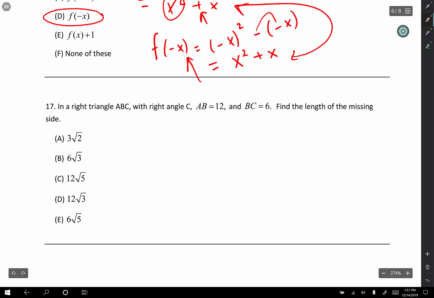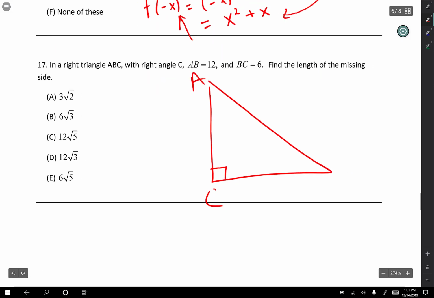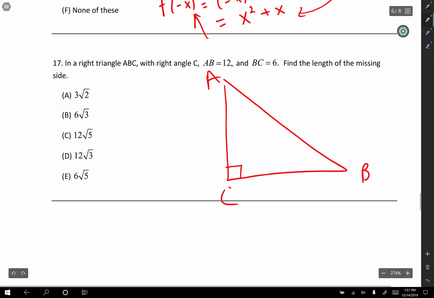All right. In a right triangle ABC, the right angle C, so I'm going to draw a right triangle, right angle C. AB is 12, so it doesn't matter which one you put A and which one you put B. So AB is 12 and BC is 6. Find the length of the missing side.